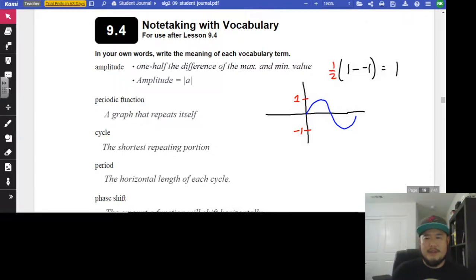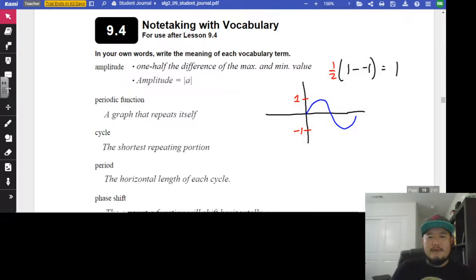Okay, and if you think right here from the middle, this horizontal line, which happens to be our axis in this example, it's going to go all the way up to 1. It also goes all the way down to 1. This halfway point would be what we consider our amplitude.